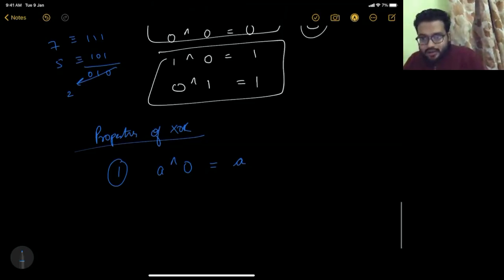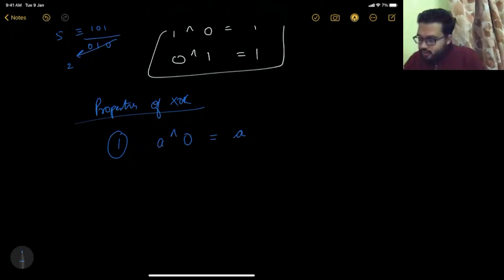Now, Saurav says A not equal to 0. Saurav, even if A was equal to 0, what would your answer be? 0 XOR 0 is 0. So even when A was 0, you can still define this property. Saurav, does that make sense? It makes sense, right? So A XOR 0 is always A. Let's look at some more interesting properties of XOR.